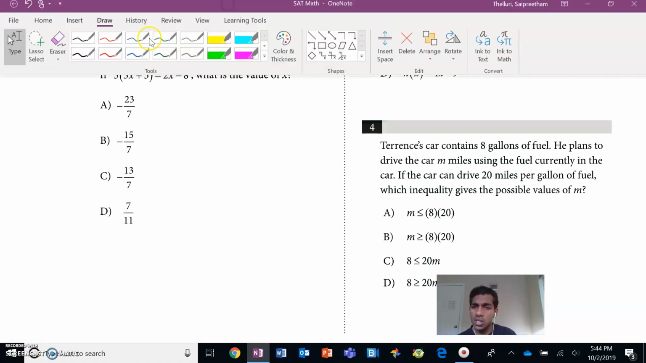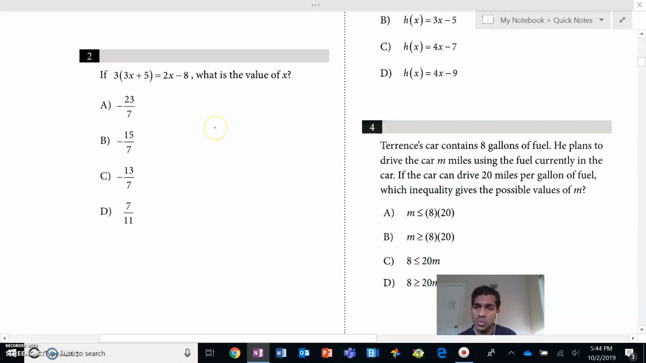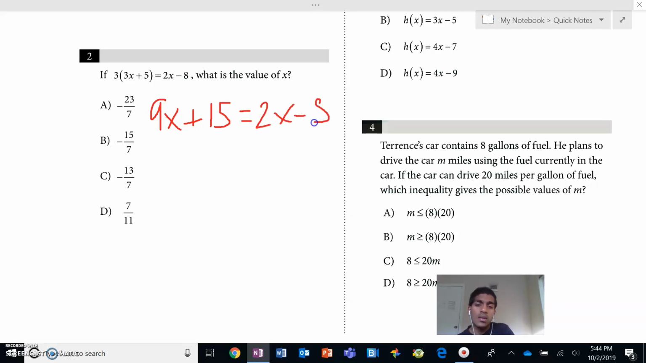Anyways, moving on to number 2, this looks like an even more interesting problem with a variable on either side. This is a linear equation, so that is 9x plus 15, because I just foiled it. I just distributed the 3. Not exactly foiled, but distributed. So now that's 2x minus 8.